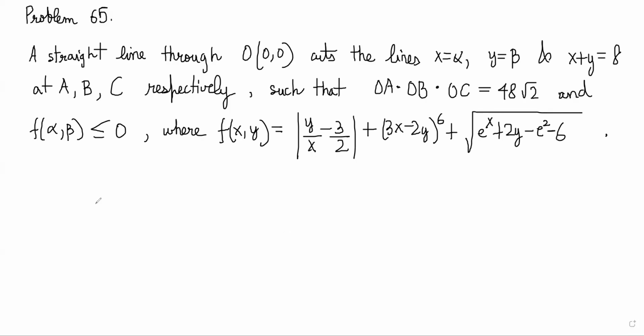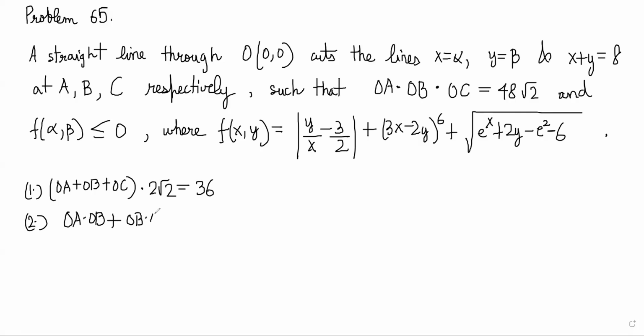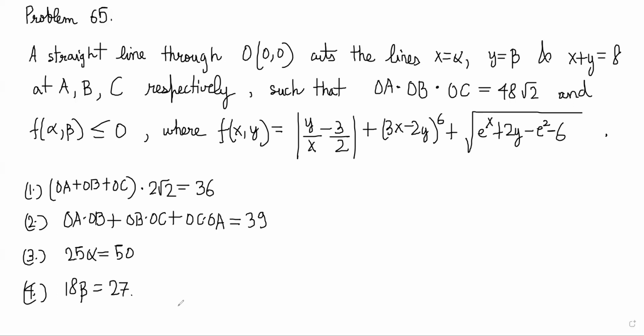Now, this information is given, and then there are some options. Option 1 is (OA + OB + OC) times 2 root 2 is equal to 36. Option 2 is OA times OB plus OB times OC plus OC times OA is equal to 39. Option 3 is 25 times alpha is equal to 50. And option 4 is 18 times beta is equal to 27.